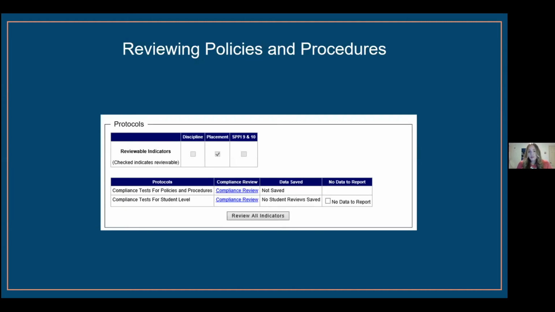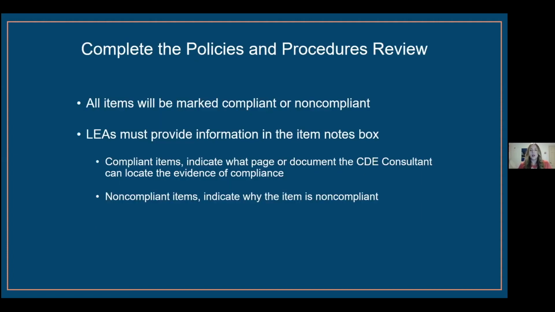To review your policy and procedures, on your main page, right below the reviewable indicator box, it has the protocol areas. So next to compliance test for policy and procedures, you'll want to click the hyperlink that says compliance review. That will take you to another screen. I'll show you that in a minute, but first, what you'll want to do to complete the policy and procedure review is make sure you've marked everything compliant or non-compliant, and then put information in the item notes box. So if it's compliant, where we can find that information. If it's non-compliant, why it's non-compliant.